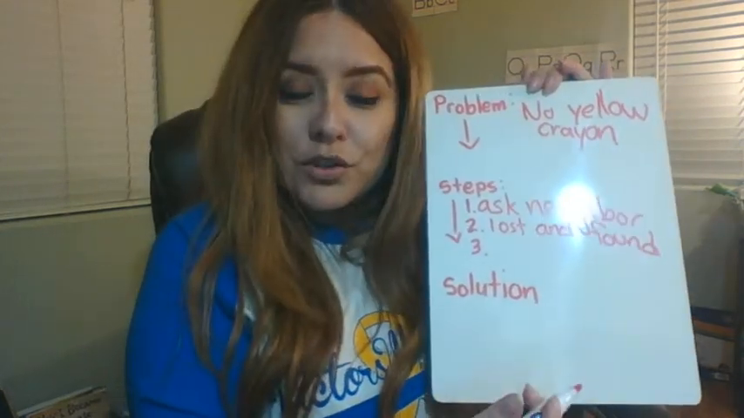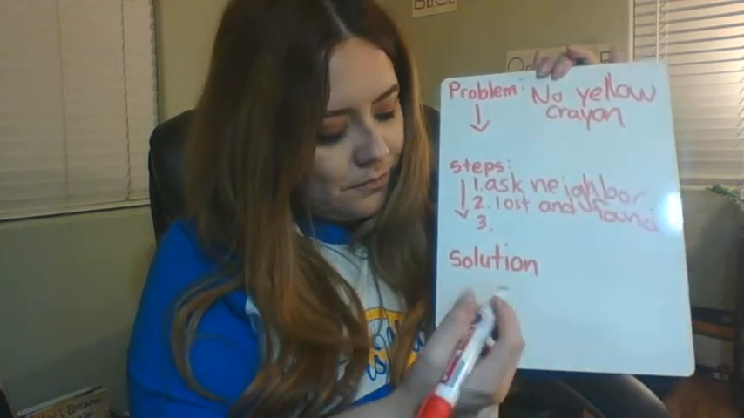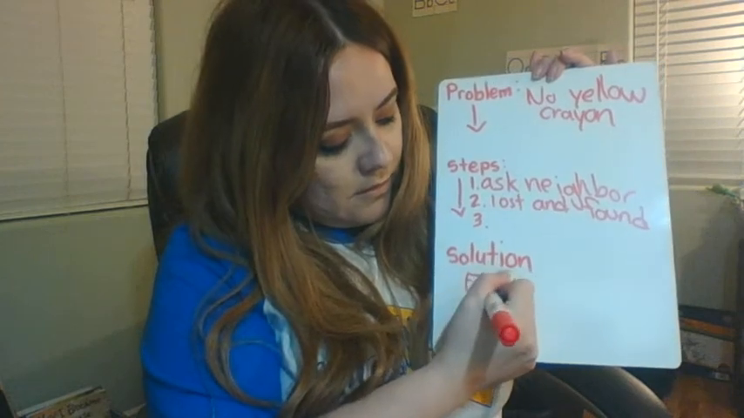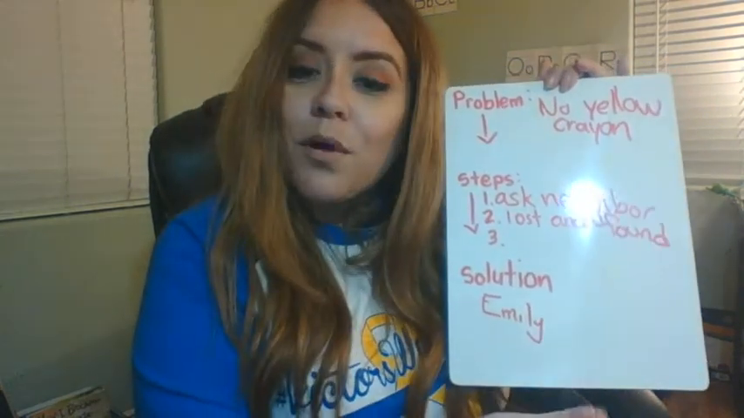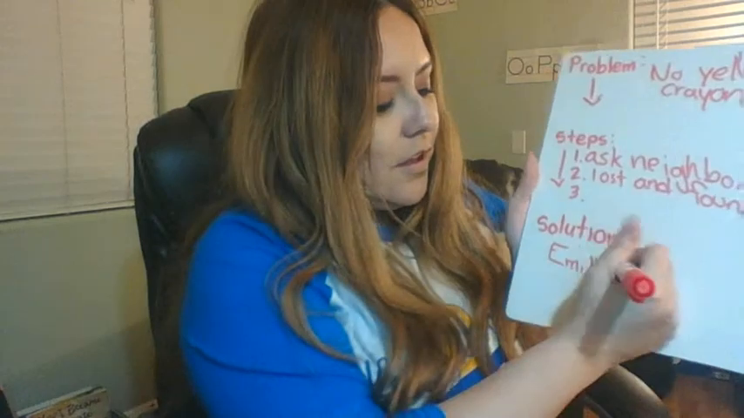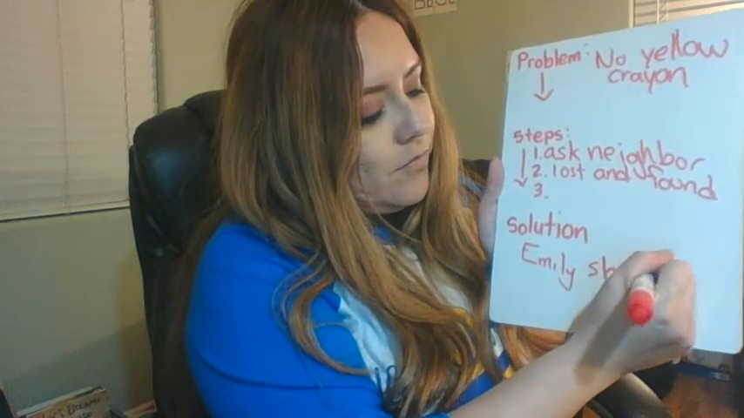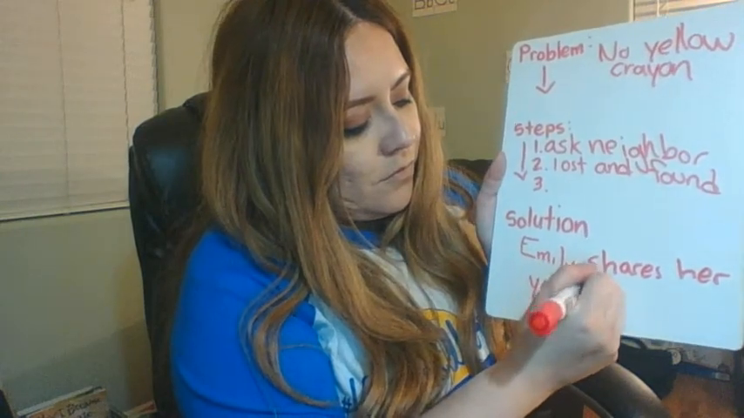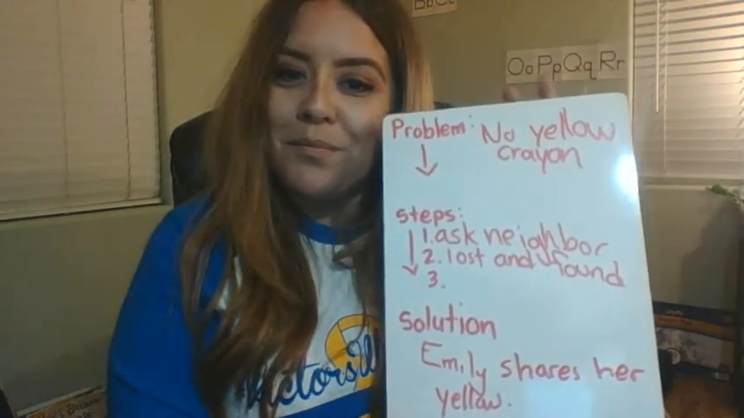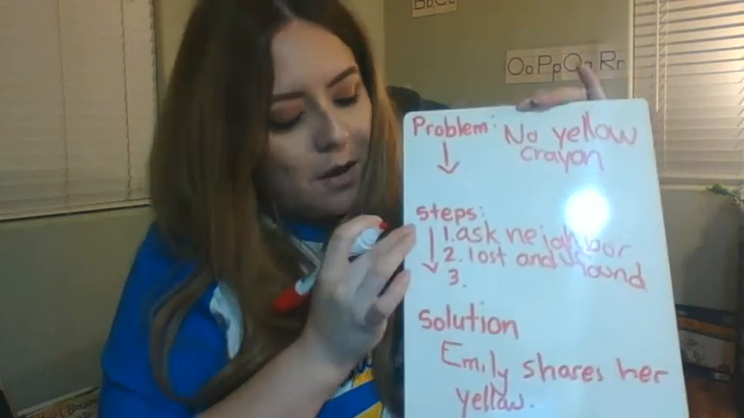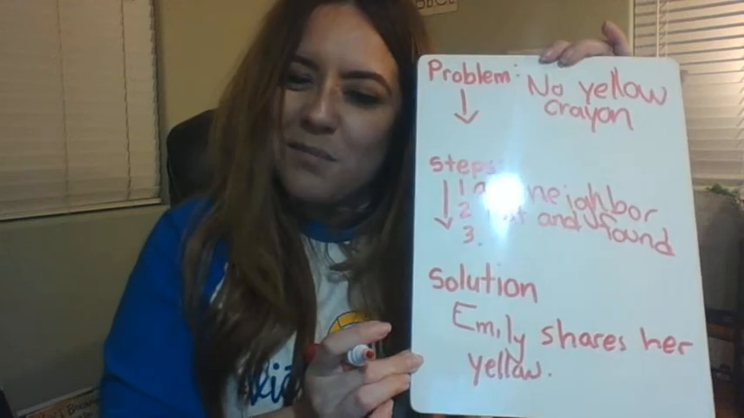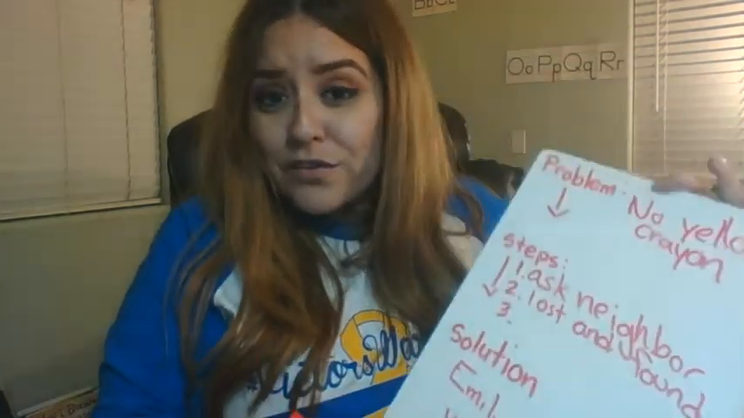So then my solution to my problem is that maybe Emily lets me borrow her yellow. Emily shares her yellow. So I no longer have a problem. I started with a problem, but I followed some steps to help me find a solution to my problem. Does that make sense?